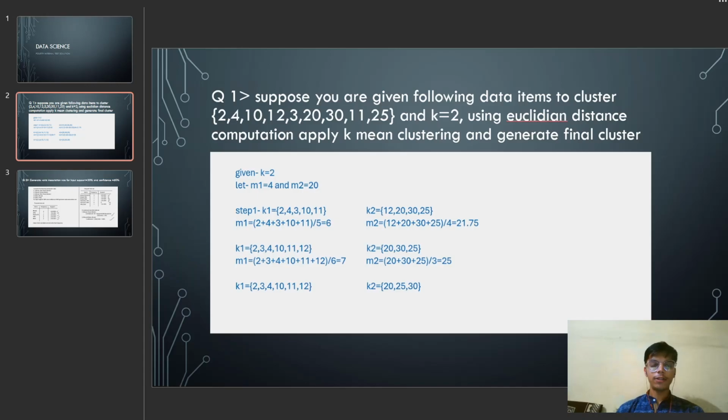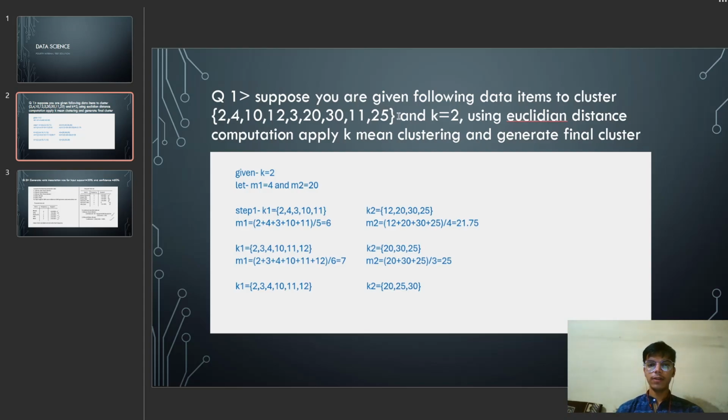So our first question here is based on the clustering concept, and the question is, suppose we have given the following data items to cluster: 2, 4, 10, 12, 3, 20, 30, 11, 25, and k is equal to 2. Using Euclidean distance computation, apply k-means clustering and generate the final cluster.